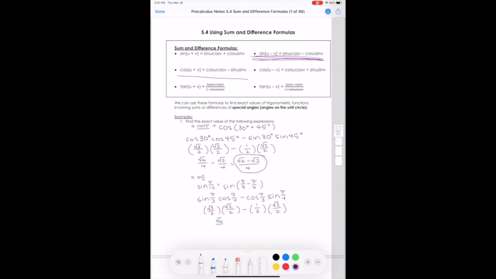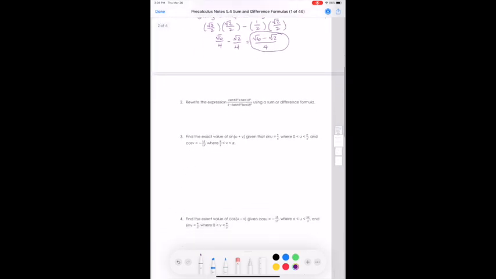Alright, this one just so happens to end up being the exact same as the first one. That was not intentional. They just end up having the same answer. And on to the next one.